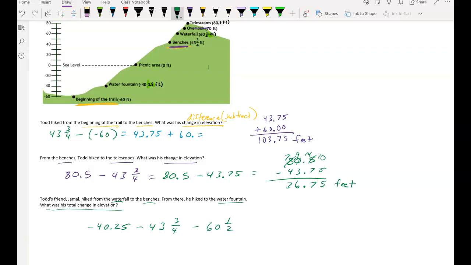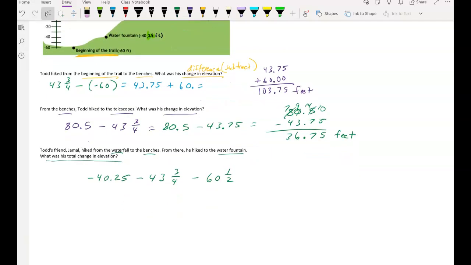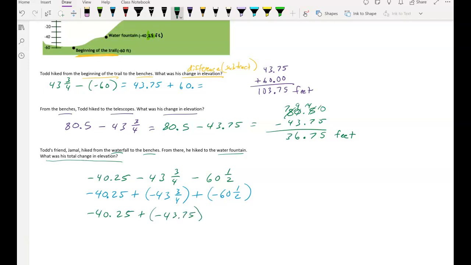Okay? And keep in mind that subtraction is adding the opposite. So I'm going to change this to negative 40.25. I'm going to add negative 43 3/4. And I'm going to add negative 60.5. And now I go, all right, perfect. Negative 40.25 plus negative 43.75, because we know what that is.